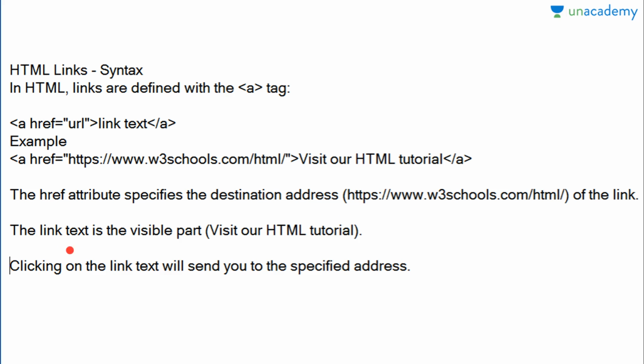So the link text is the visible part. This is the visible part, and this will be visible on your website. When you click on this, you will be directed to this address. Clicking on the link text will send you to the address that you have specified in the double quotes here. So this is the use of a link. This is how you can create a link and use it in your own website.